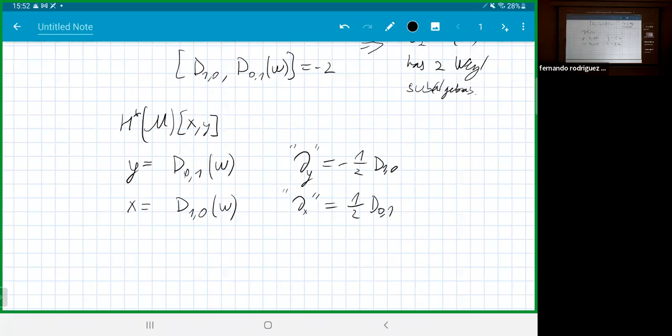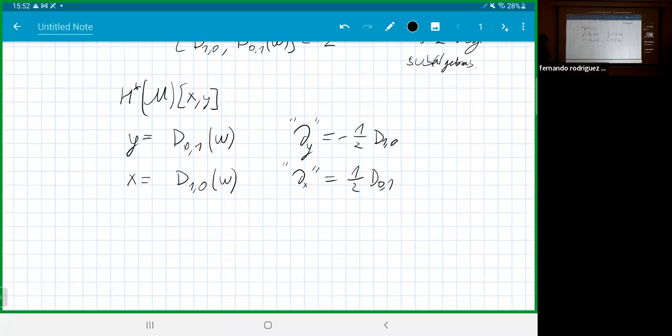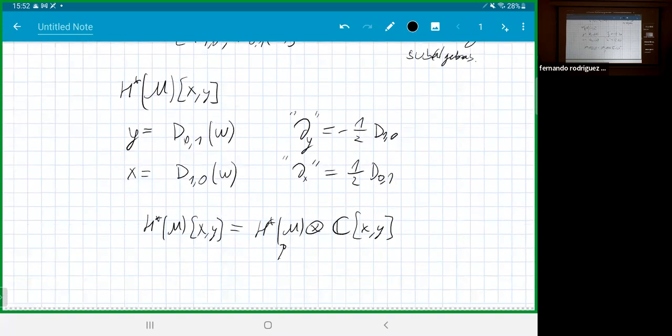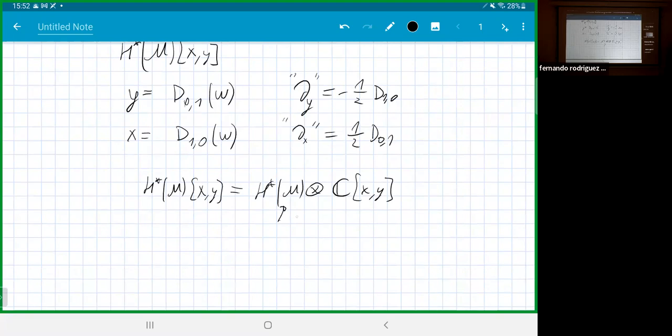Therefore, you can canonically write it, using these two algebra actions, we decompose this as the tensor product of this thingy and the polynomial ring in two variables, where this is by definition identified with those elements which are killed by the x and dy.